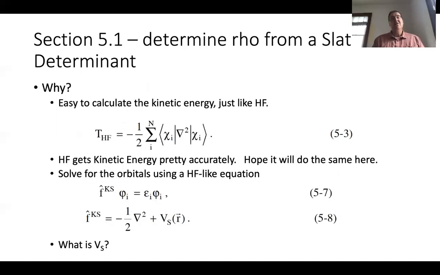Okay. So what were Kohn and Sham thinking about? They were thinking about the fact that the kinetic energy functional gave lousy results for the kinetic energy. But then they said, Hartree-Fock theory, when you use that, you get a pretty good estimate of the kinetic energy. And it's easy to calculate. If I had orbitals, I just take the Laplacian of this orbital, multiply by its complex conjugate, and sum over all the orbitals. So if Hartree-Fock gets the energy pretty accurately, then maybe it'll do the same for density functional theory.